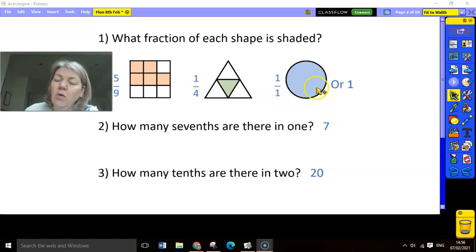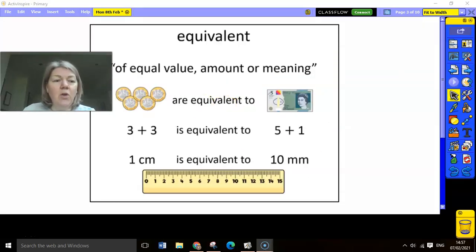In the circle, I can see that I've got 1 part and 1 of them is shaded. So I've got 1 part out of 1 shaded, or 1 whole one. There are 7/7 in 1 whole one, so 7 would be your answer here. And if you have got 1/10, then you would have 10 equal parts. But because we've got 2 whole ones, we've got 2 lots of 10, which is 20. So hopefully you managed to do a good job on those.